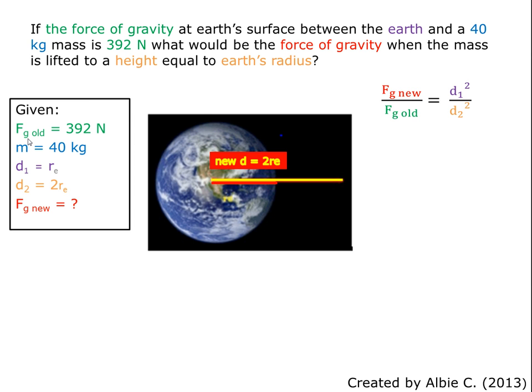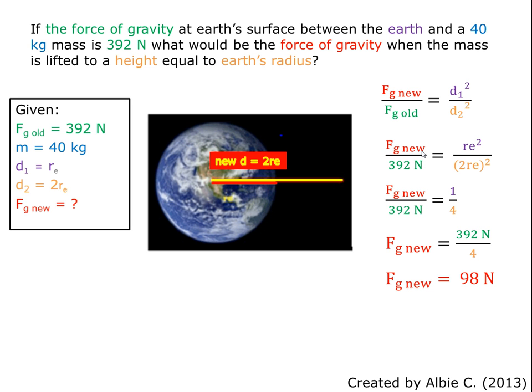We know that the old gravitational force is 392 newtons, the mass of the object is 40 kilograms, the old distance is the radius of the Earth, and we know that the new distance is 2 times the radius of the Earth because the object is lifted to a height equal to Earth's radius. Basically, it's radius of the Earth plus the radius of the Earth. And of course, we're trying to find the new gravitational force.